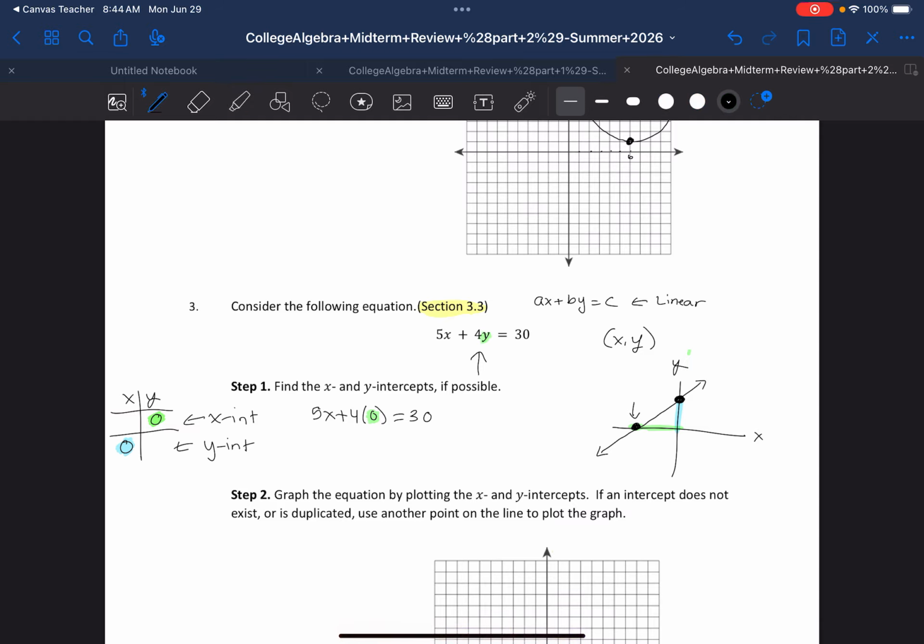And so 4 times 0 is just 0. That goes away, so that leaves me with 5x equals 30. Divide by 5. So x is equal to 6. 30 divided by 5 is 6.